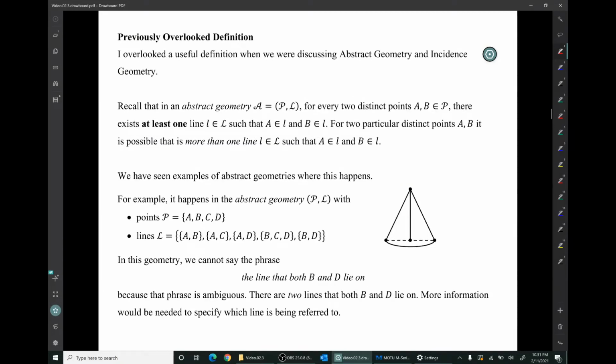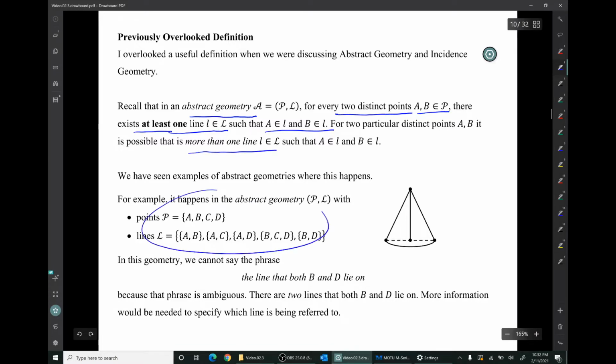Now, before going on with material from section 2.3, I want to discuss a previously overlooked definition when we were discussing abstract geometry and incidence geometry. Recall that in an abstract geometry, for every two distinct points, A and B in the set of points, there exists at least one line in the set of lines that both those points lie on. For two particular distinct points, A and B, it's possible that there's more than one line that they both lie on. We saw examples of this.